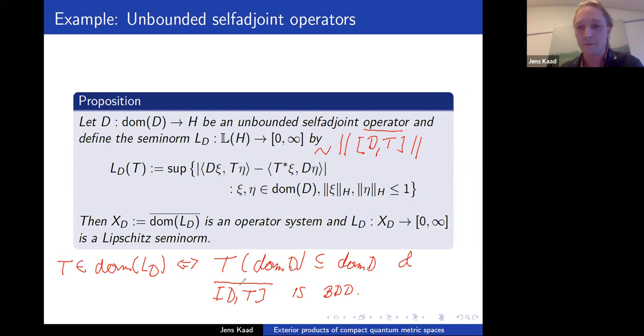Okay, then I need to define an operator system coming from my unbounded self-adjoint operator. I just look at the domain of this seminorm and I take the norm closure of this domain. And this is an operator system, and it can be proved that the seminorm, when restricted to this operator system, is a Lipschitz seminorm. This is a very general construction of Lipschitz seminorms.